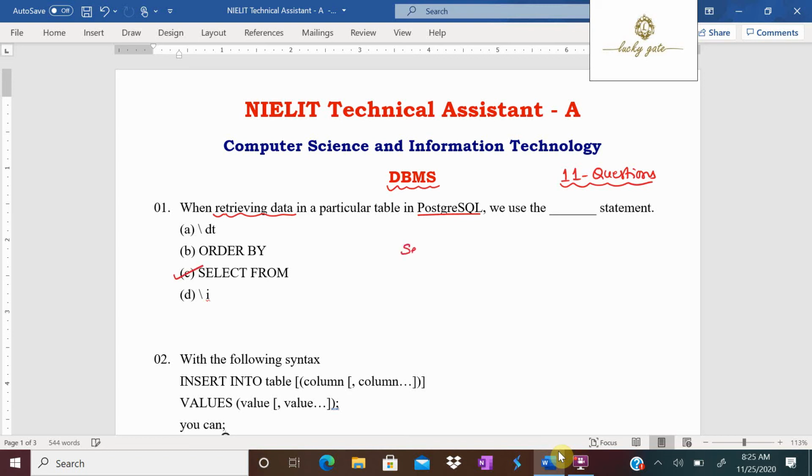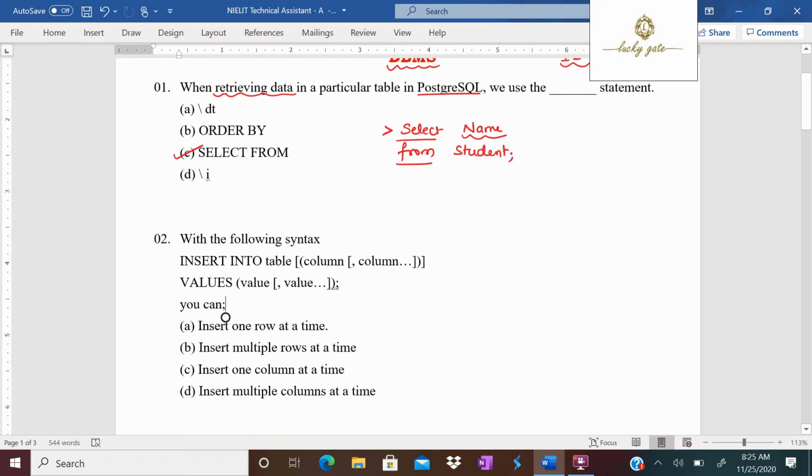Means if I wanted to retrieve the name of the student, how do we retrieve? Select name from table student. So to retrieve the name attribute from the student table, we will be using what query? Select from query. Okay. So the answer for this question is option C. And order by is for sorting the rows, and the others are irrelevant to the query language.